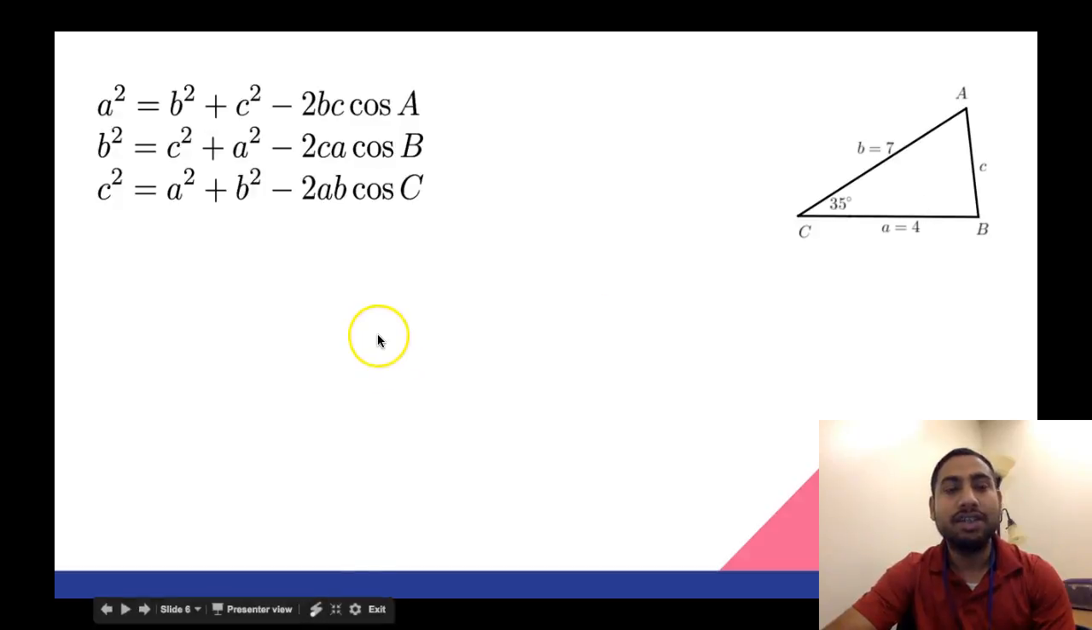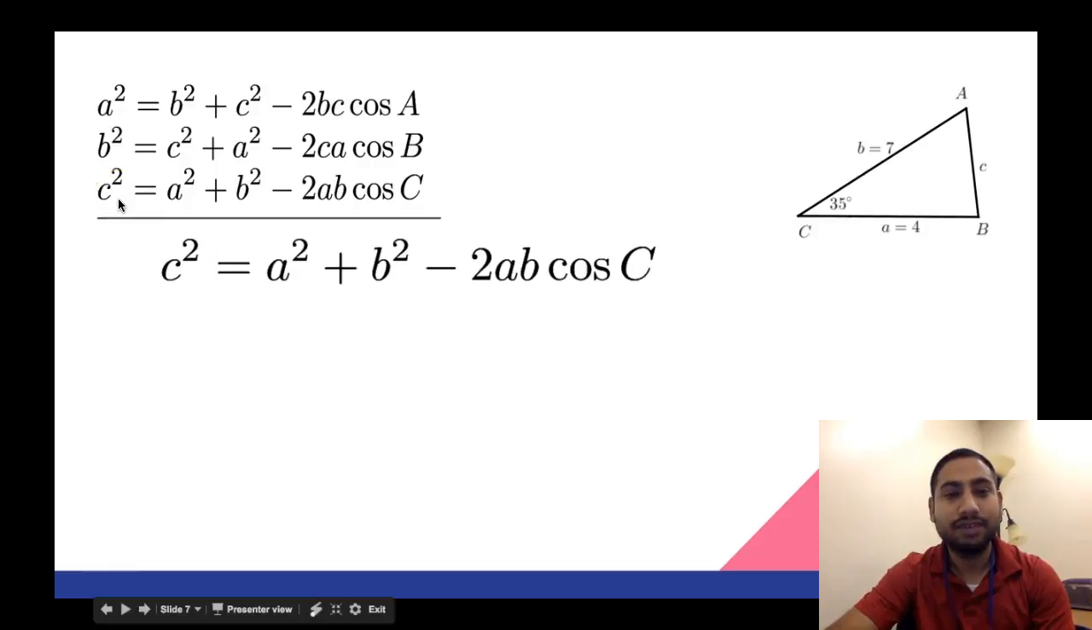Now, here are the cosine laws. There are 3 of them. We're going to start by trying to figure out how long this side is. We're always going to start by figuring out the side length that's opposite to the angle that's given to us. Because we want to find the length c first, we'll go back to this list of 3 different formulas and pick the equation with c squared on the left side. That's what we're going to pick: c squared equals a squared plus b squared minus 2ab cosine of C.